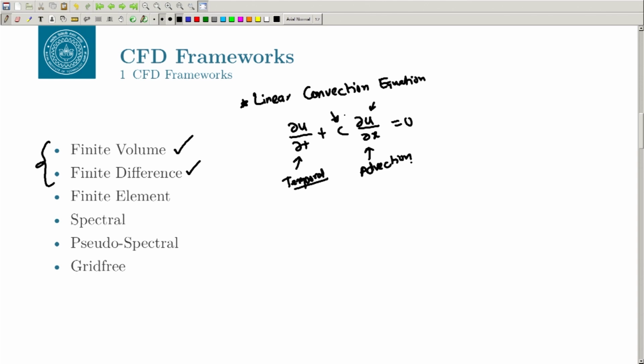which may be the speed of sound. Okay. If instead of this you write del u by del t plus u del u by del x equal to 0, this becomes a non-linear problem. This is a non-linear advection equation.